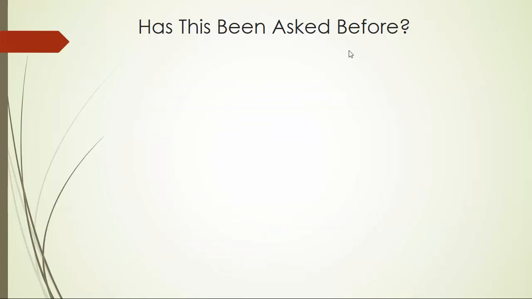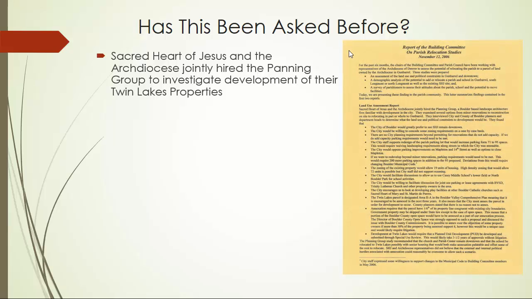The next question we decided to research was if this had ever been requested before. What we found was simply appalling. If you recall from the introductory video, the Boulder County Housing Authority acquired this land in 2013 from the Archdiocese. At that time, Sacred Heart of Jesus was looking to relocate their church to Gun Barrel, and hired the planning group to investigate development of their Twin Lakes property.